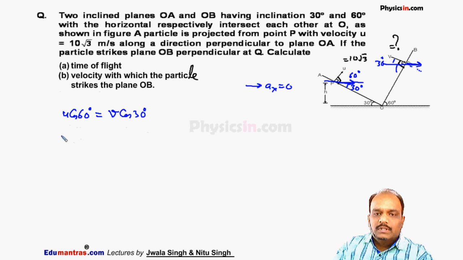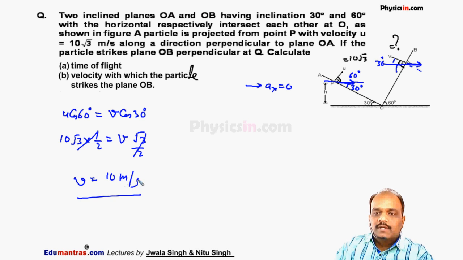So we know u, it is 10 root 3 meters per second. We know cos 60 is 1 by 2. That is equal to v cos 30, which is root 3 by 2. So these two will cancel out. We get v is equal to 10 meters per second. So this particle strikes this inclined plane OB with a speed of 10 meters per second.